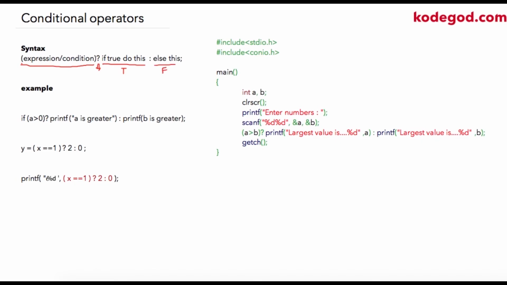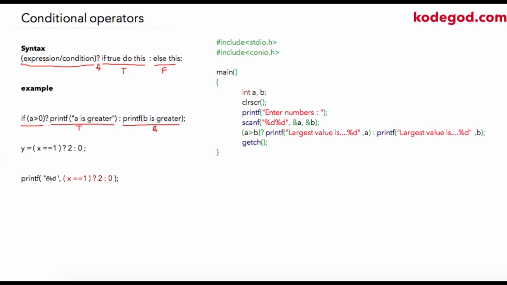So let us take an example. If A is greater than 0, question mark, then this will be printed if A is really greater than 0. Else, we are saying B is greater than 0. Conditional operators are used as a shorthand method for writing your decision control structure. However, they make it a little difficult to read.